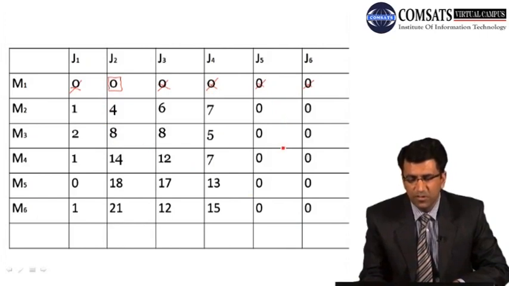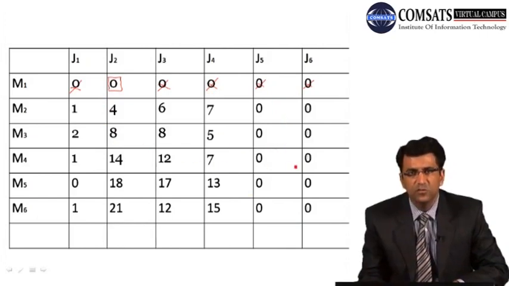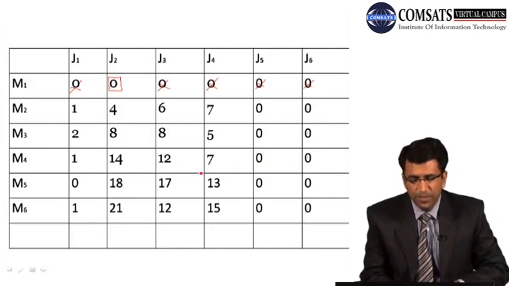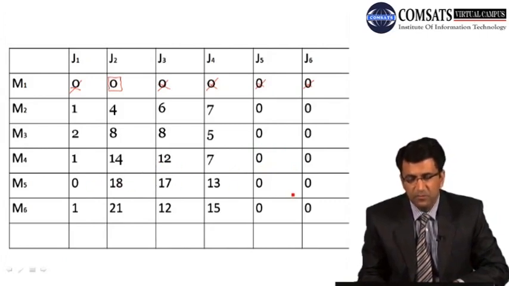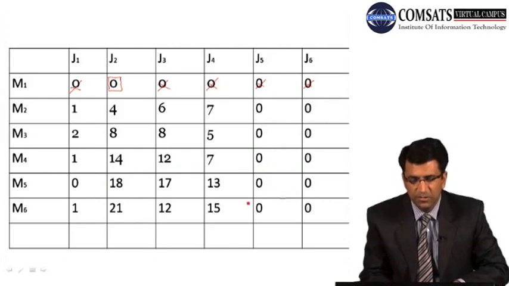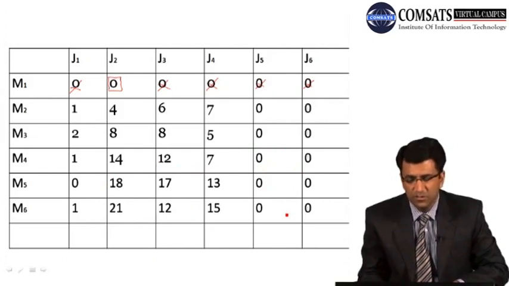In third row again 2 zeros. Fourth row again there are 2 zeros available, so you can leave it. In fifth row you can see that again there are more than 1 zero, so you can leave it. In sixth row again there are more than 1 zero, so again you can leave this particular row.